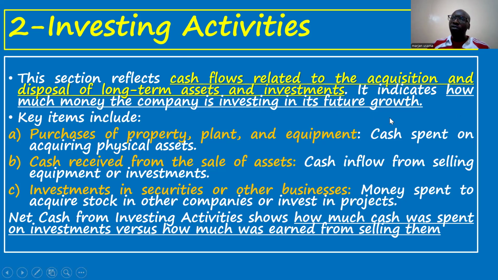If you're running a business, sometimes you allocate some money for future investments. They include, number 1, purchases of property, plant, and equipment. So this is cash flow, anything you are buying. Cash spent on acquiring physical assets.